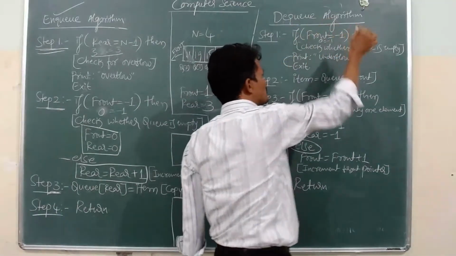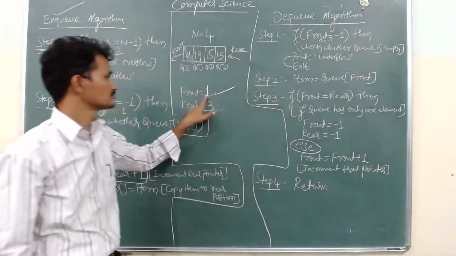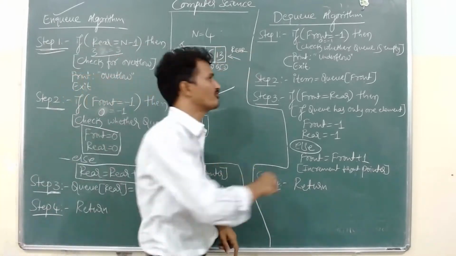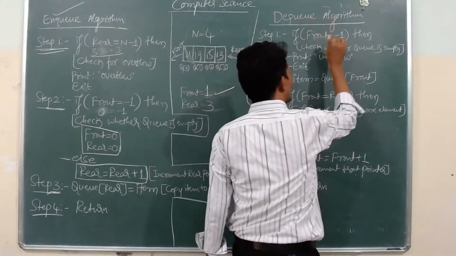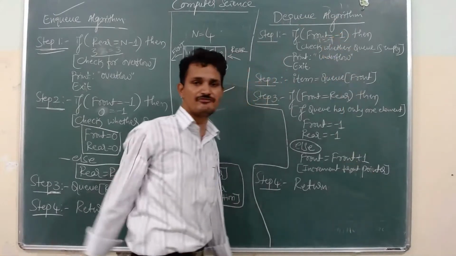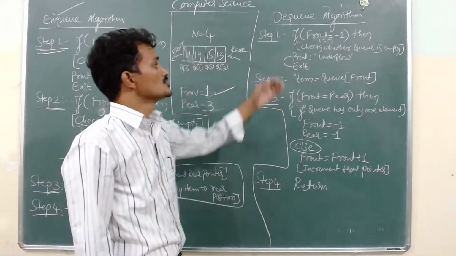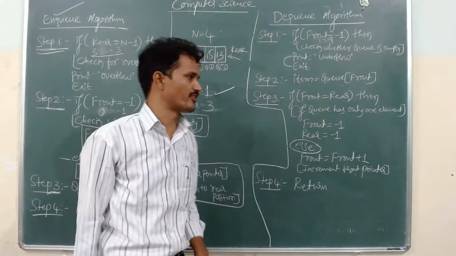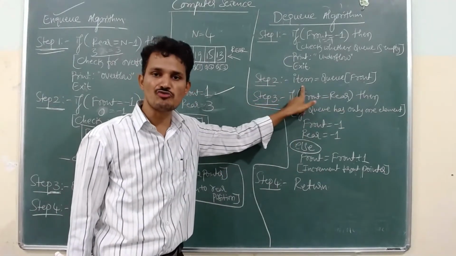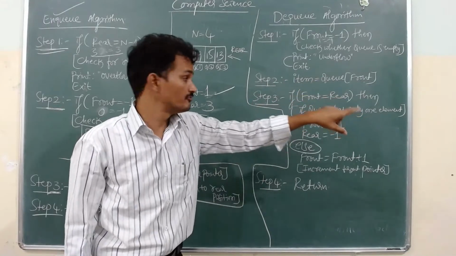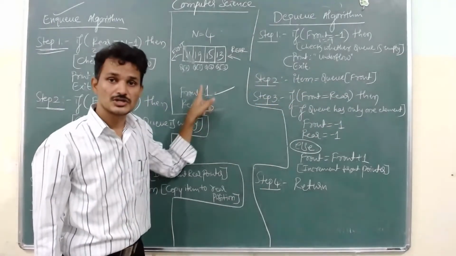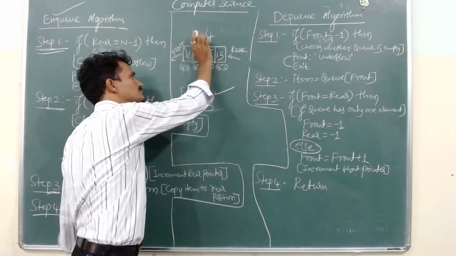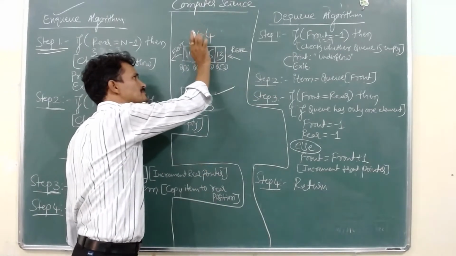If front is equal to minus 1, what is the value of front? 1. 1 is equal to minus 1? Condition false. So condition false means directly it comes to step 2. Item is equal to Q of front. What is the value of front? 1. Q of 1. What is the value stored in Q of 1? 19. I am targeting 19, which must be deleted.